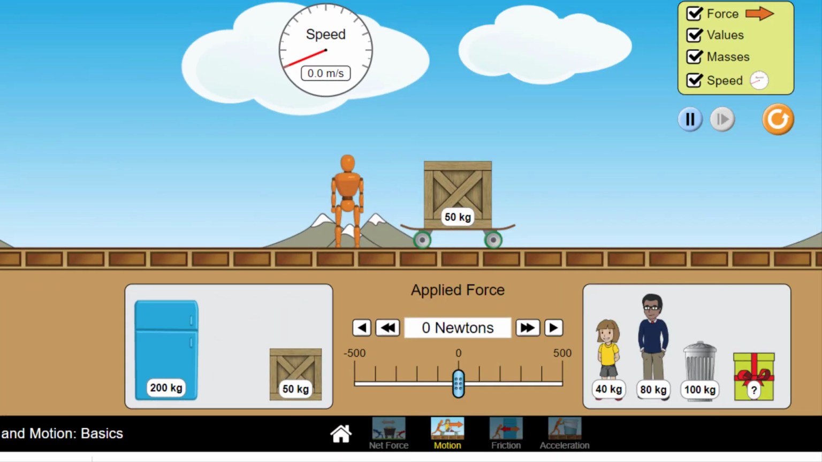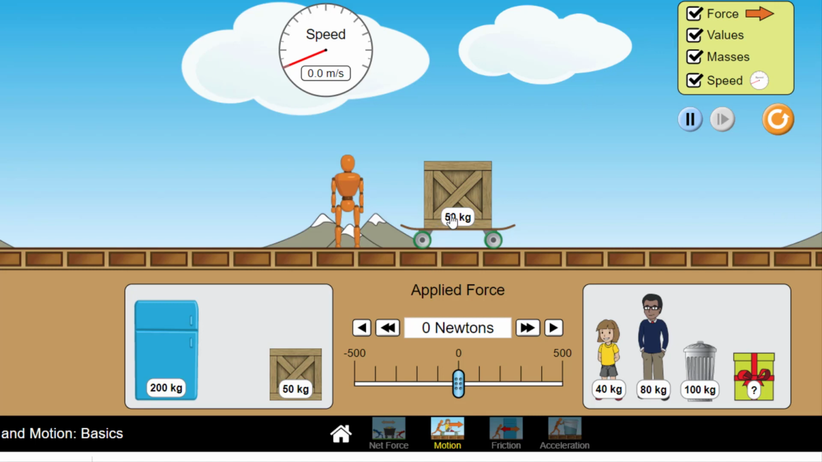Now let's explore what happens if we apply a force to the wooden crate but then change the mass of the crate. To do that, we'll change the object from, say, the 50 kilogram crate to a 200 kilogram fridge. So by changing the mass and keeping the force the same, we'll investigate what happens to the acceleration, or the increasing speed that occurs. So let's go for this one then.